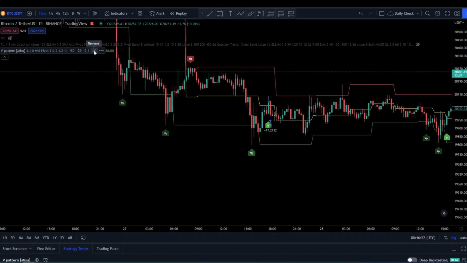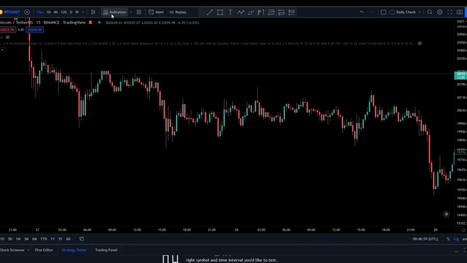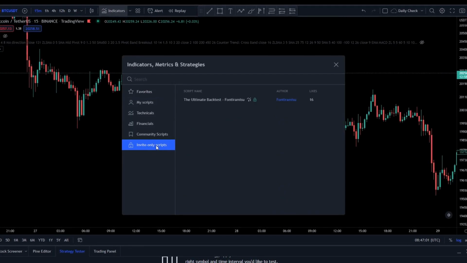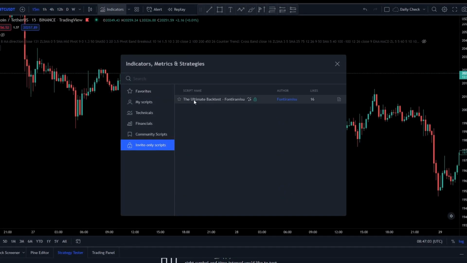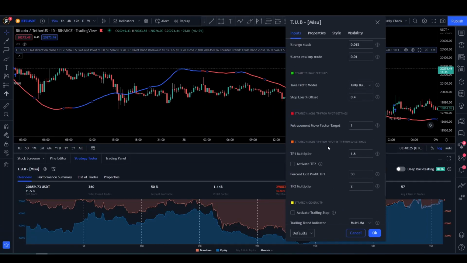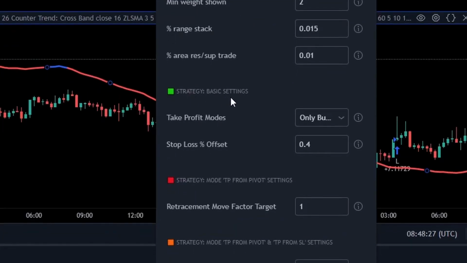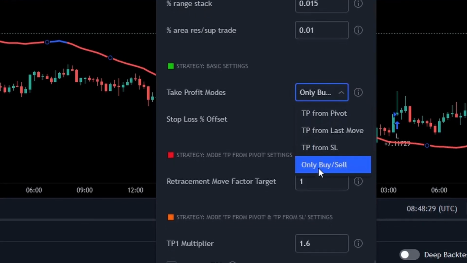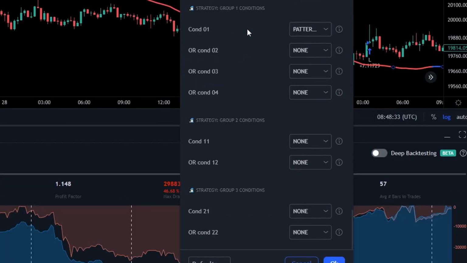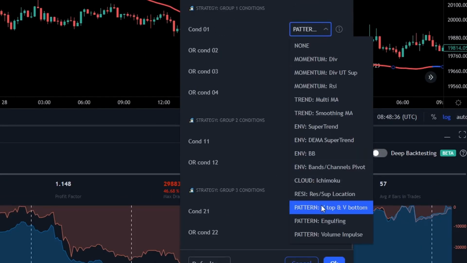Okay guys, now we are going to find the best parameters for this pattern. So go to Indicator, then Invite Only Scripts, click on the Ultimate Backtest by Fonteramisu. Now let's backtest this indicator. On the settings, go to Strategy Basic Settings, and set Trading Mode to only buy and sell. Then go to the Strategy Group Condition 1 and choose Pattern V-top and V-bottom.